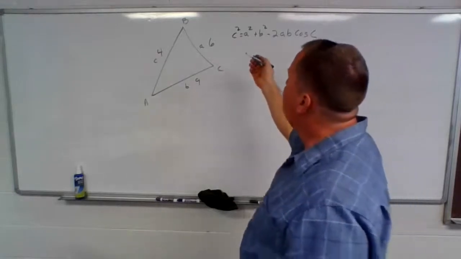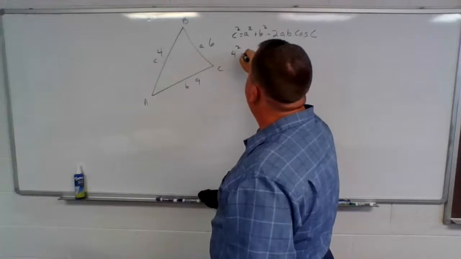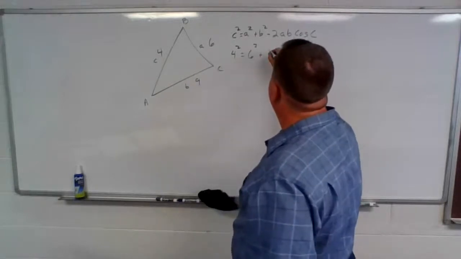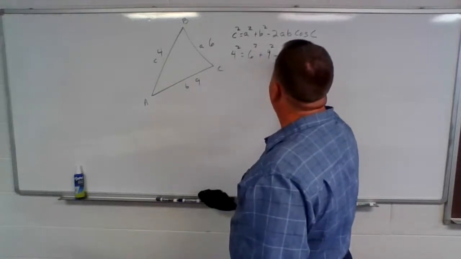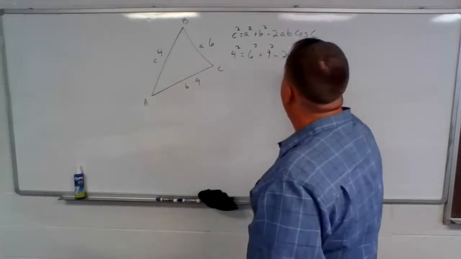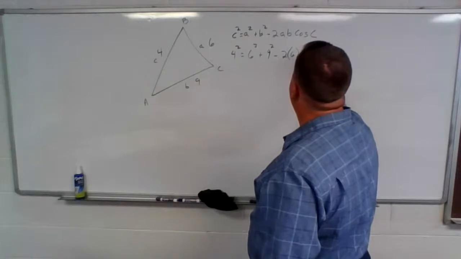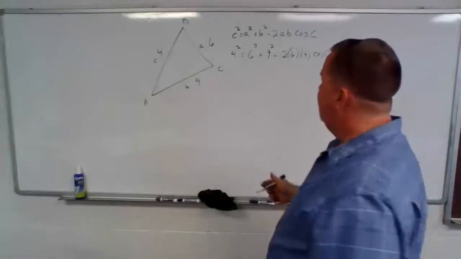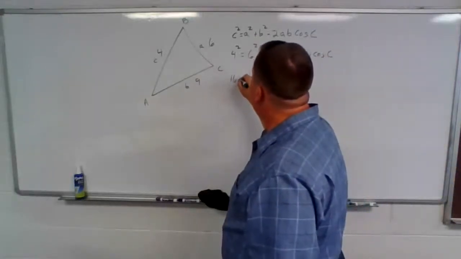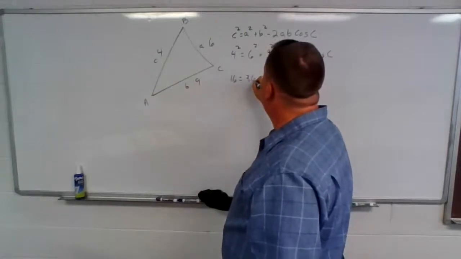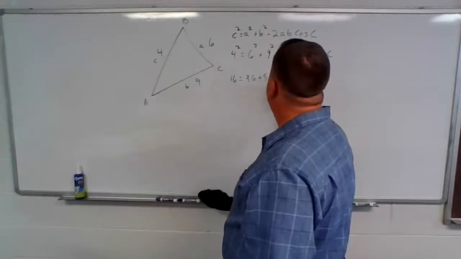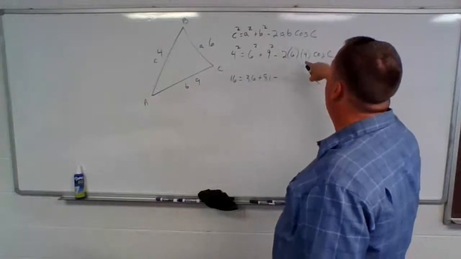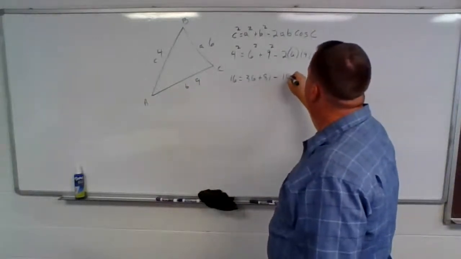So let's do that. C squared, that would be 4 squared, equals a squared, 6 squared, plus b squared, 9 squared, minus 2 times 6 times 9 times cosine of angle C. All right, and we can work through this. 16 equals 36 plus 81 minus 2 times 6 times 9. 6 times 9 is 54, times 2 is 108, 108 cosine C.